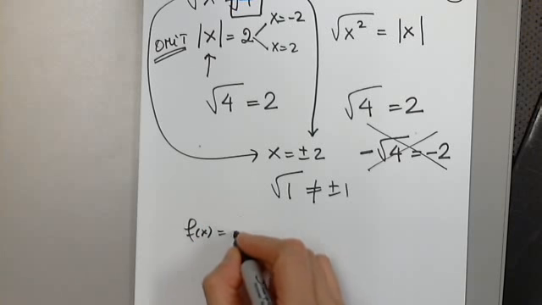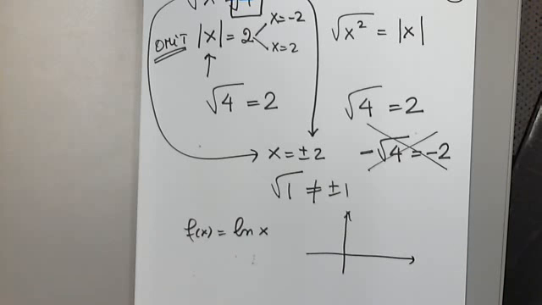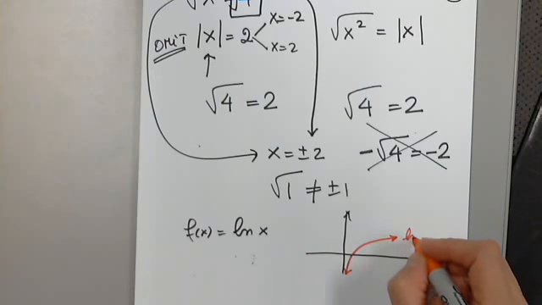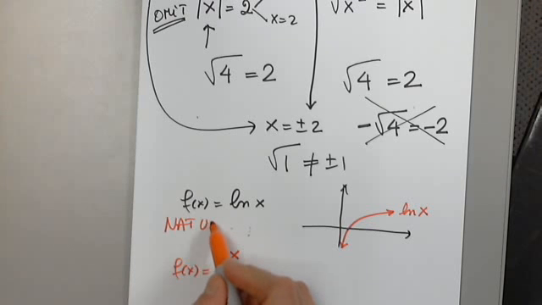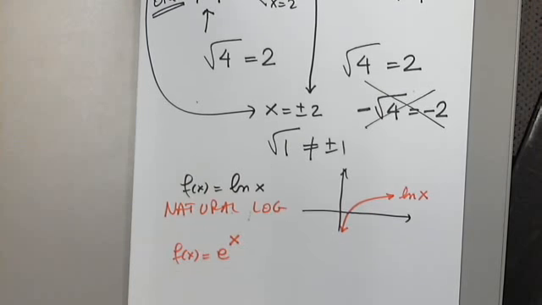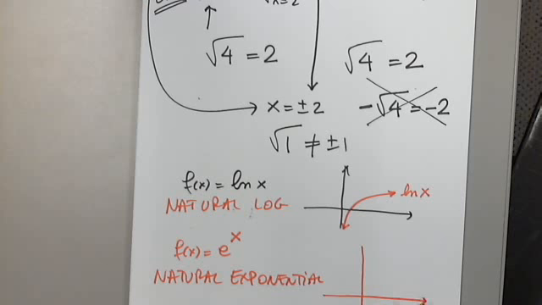So here's another function that is natural log x. We need to commit this one to memory as well, please. Here's the graph of natural log x. And here's another one, which is the exponential function. So this is the natural log function, and this is the natural exponential. And here's the graph of the natural exponential function. These we have to remember.